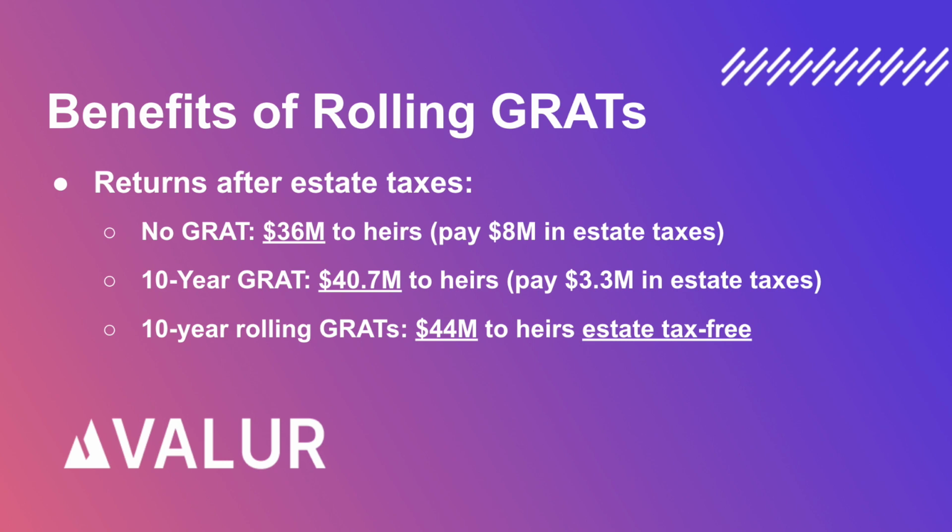Option 1, no GRAT. Around $36 million gifted to your heirs, paying around $8 million in estate taxes. Option 2, single 10-year GRAT. $40.7 million for your heirs, paying around $3.3 million in taxes. Option 3, rolling GRATs for 10 years. Almost $44 million for your heirs, entirely estate tax-free while not using all of your lifetime exemption.